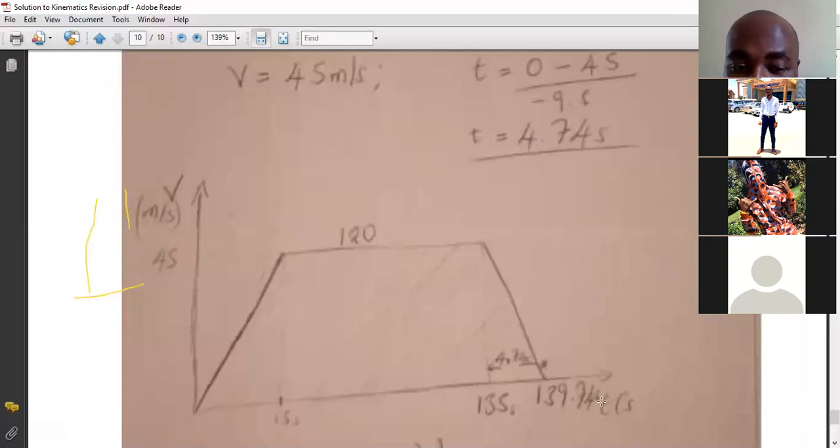Equation. Especially when it starts from rest. Are we together, Gordon? Yes, sir. I've understood. Thank you. Okay, okay. Anyone else? Anyone else?